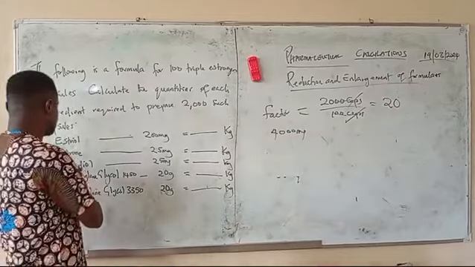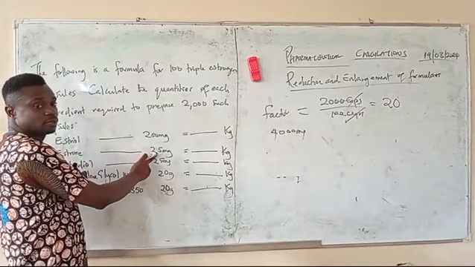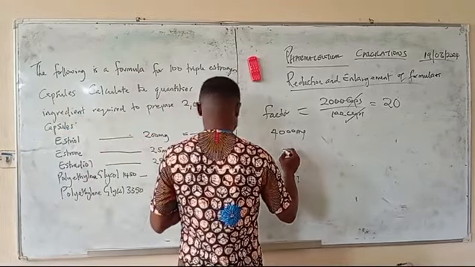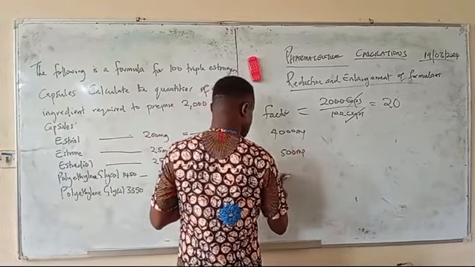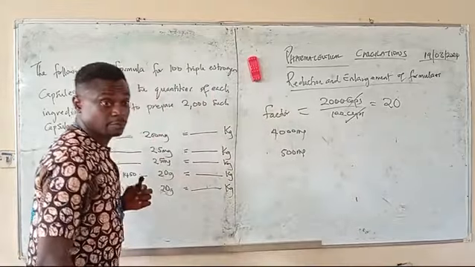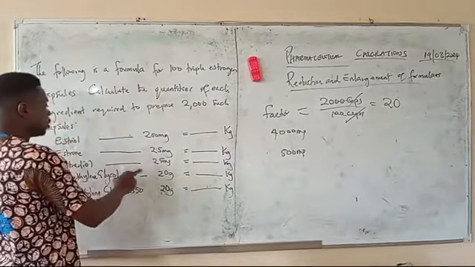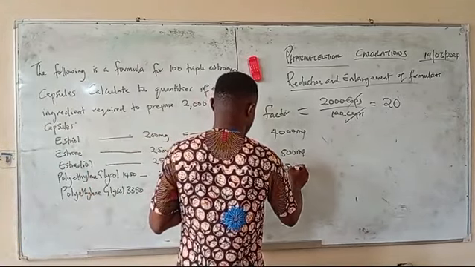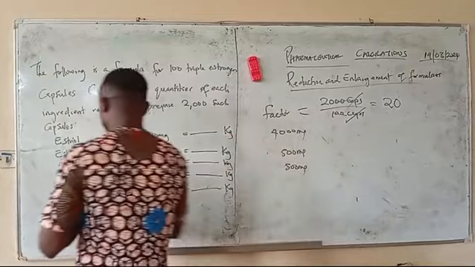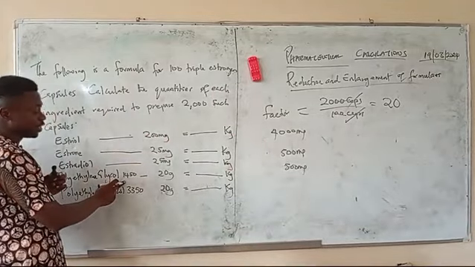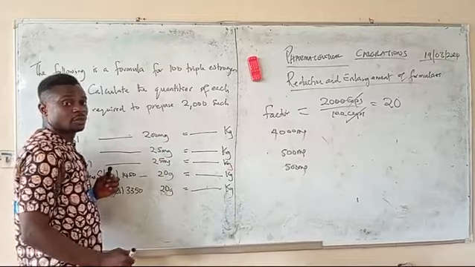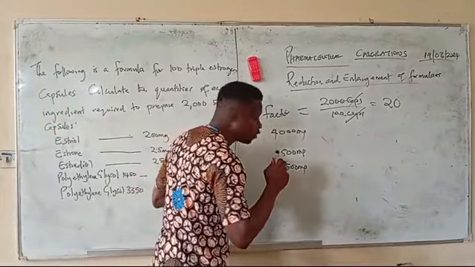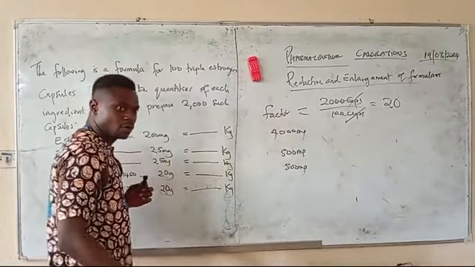Good. Now, estrone is 25 milligram, multiplied by 20 is 500 milligram. True or false? Then estradiol is also 25 milligram, so it is the same, 500 milligram. But polyethylene glycol 1450 is 20 gram. Multiply 20 by 20, 400 what? Gram.